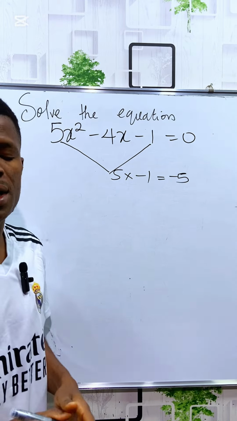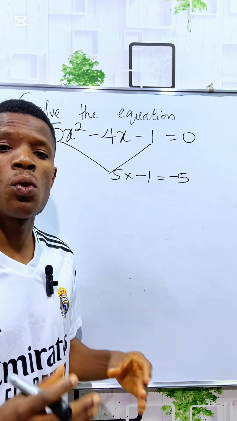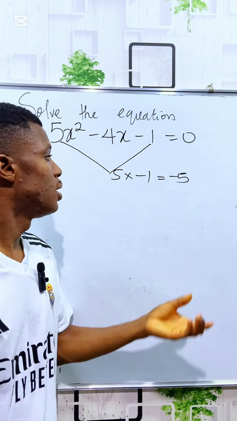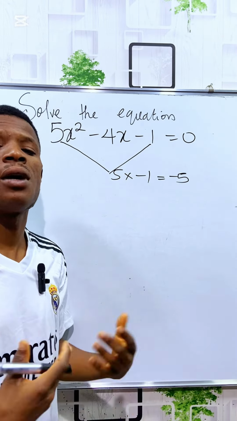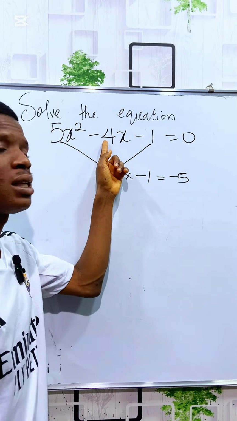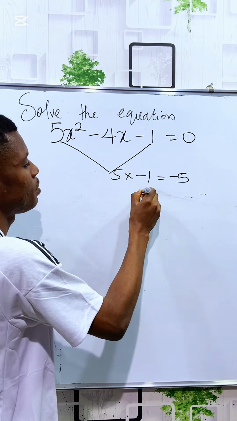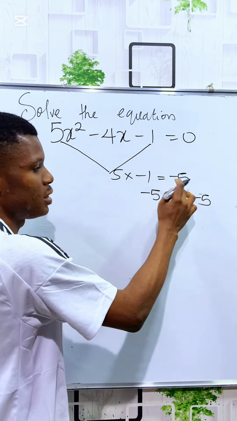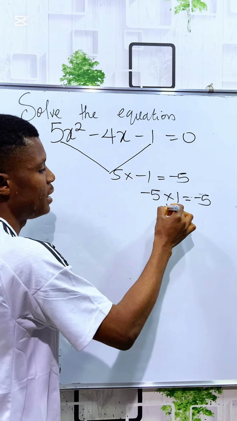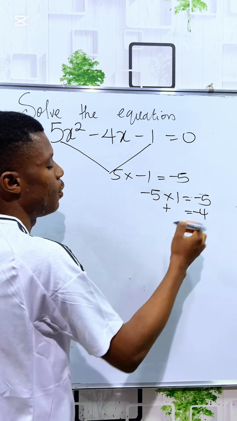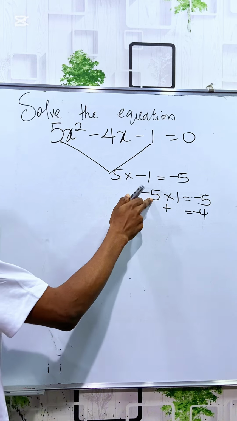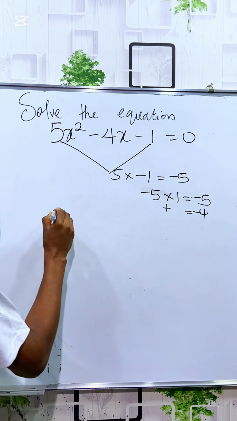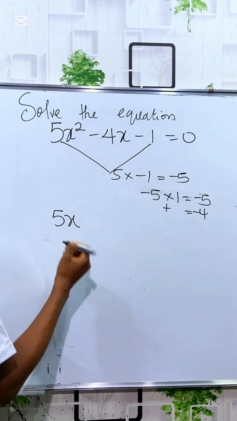Then the next step is to think of two numbers that, once you multiply them together, you get minus 5, but if you add them together, you get the middle term, minus 4. When you multiply minus 5 by 1, you get minus 5, which is this term, and when you add them together, you get minus 4. So the best factors are minus 5 and 1. So we are going to use that to expand the middle term.